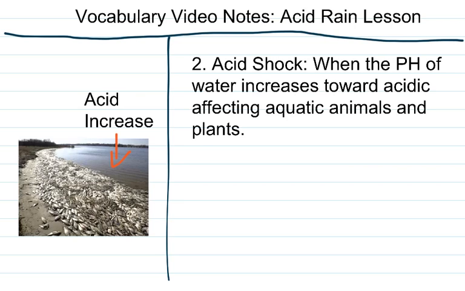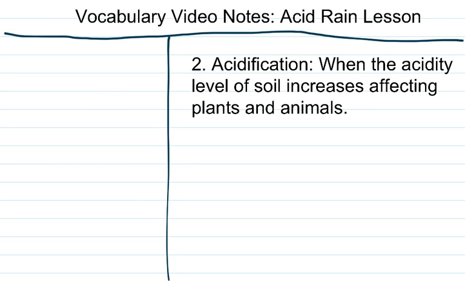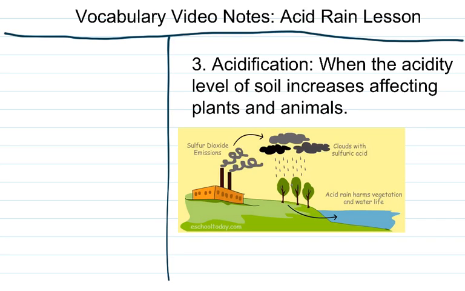The last term is acidification. Acidification is when the acidity level of soil, which is like dirt, if you want to write the word dirt in parentheses, you can, increases, affecting plants and animals. Okay, go ahead and make up an original sentence, and here's the picture you should draw. And by the way, it should be 3, not 2. So here's the picture you're going to draw eventually, but let me just explain it very fast.